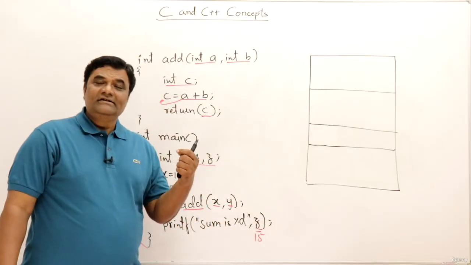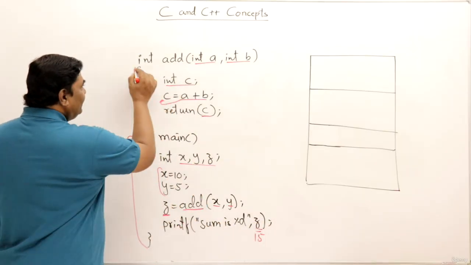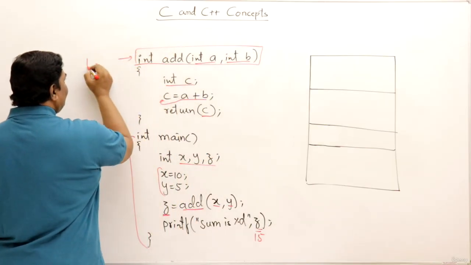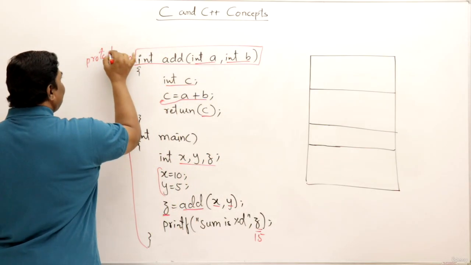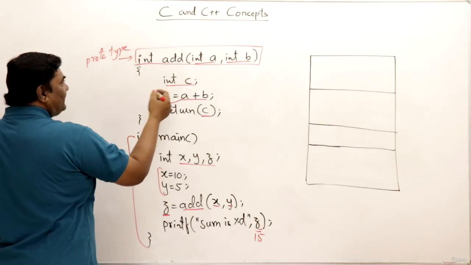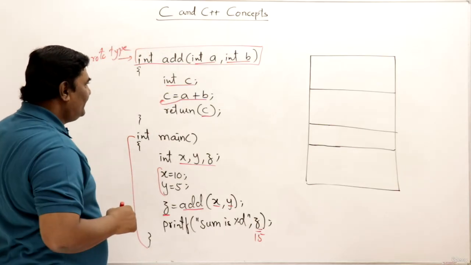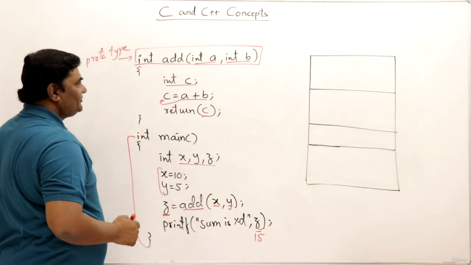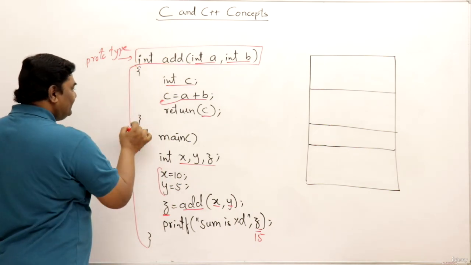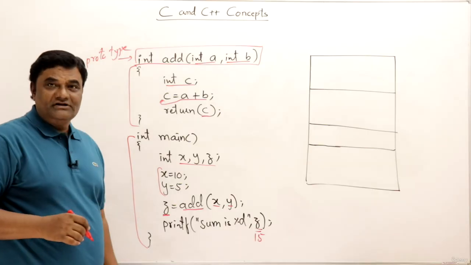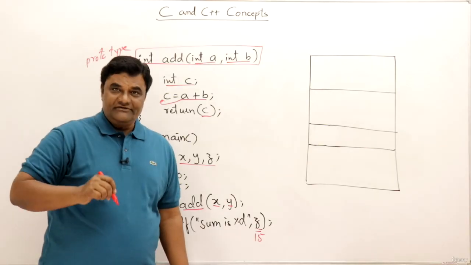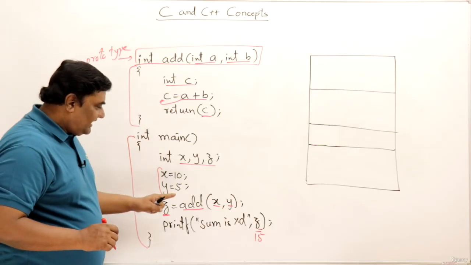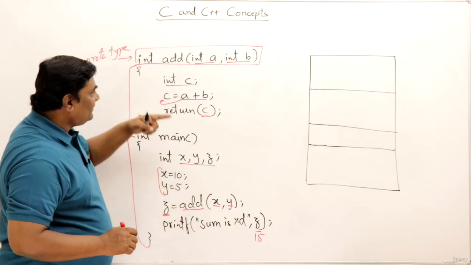Now let us learn some terminology. See, this is the prototype of a function or header of a function. This is called the prototype, or it is called the signature of a function, right? And this is a declaration of a function. Then this body is there. This is called the definition of a function. So this is declaration and definition of a function, and this is the function call. We are calling the function.